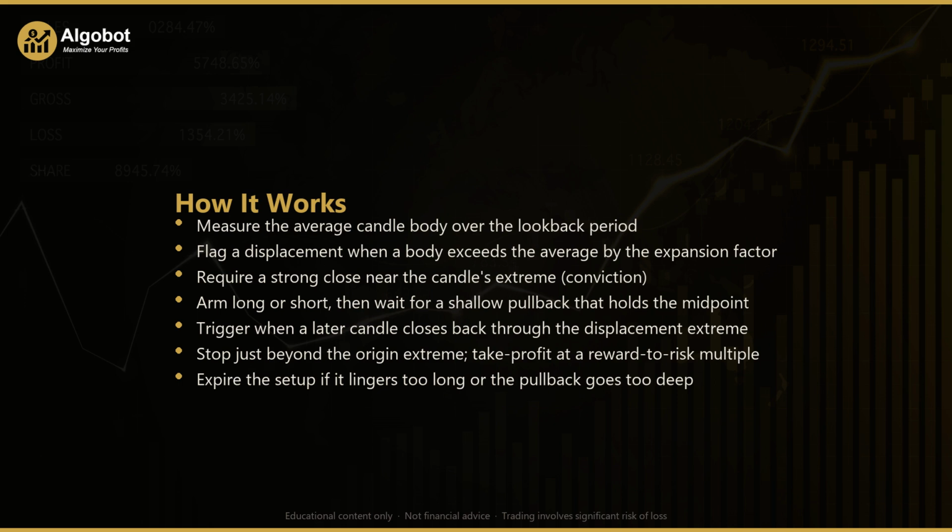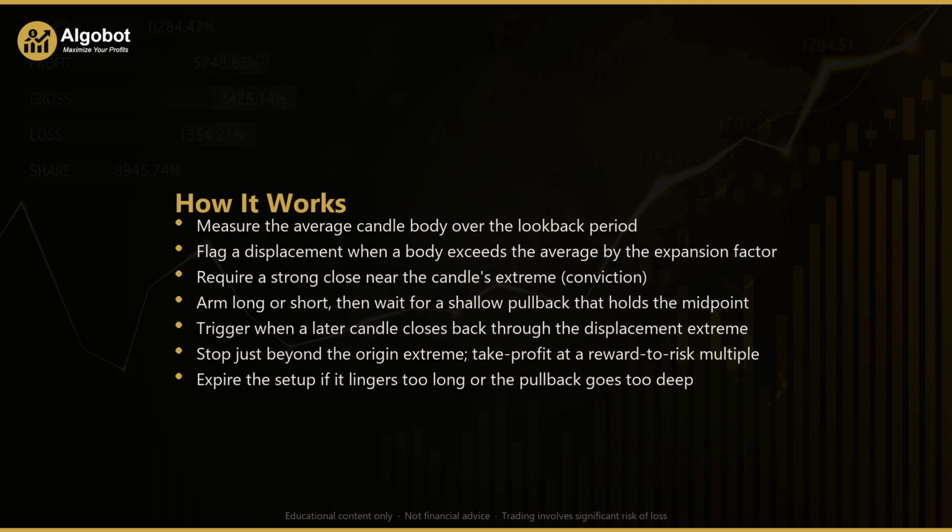But size alone isn't enough. The strategy also checks the close strength. The candle must close near the extreme it pushed toward. A bullish displacement must close in the upper portion of its range, and a bearish one near its low. By default, it requires at least 60%, which filters out candles with long rejection wicks and keeps only those that close with genuine conviction. When both tests pass, the expert advisor does not chase the move.